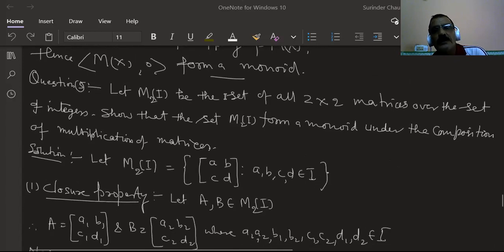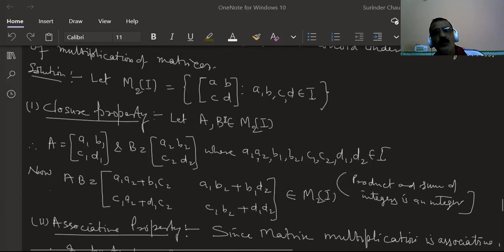Now, let us discuss another example. Let M2I be the set of all 2 by 2 matrices over the set of integers. Show that the set M2I forms a monoid under multiplication of matrices. Given is M2I, the set of all 2 by 2 matrices such that all 4 elements are integers. If we take two elements A and B belonging to M2I, both are of second order, and all the elements are integers.